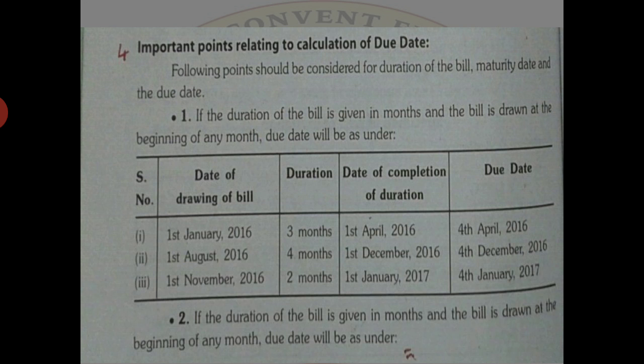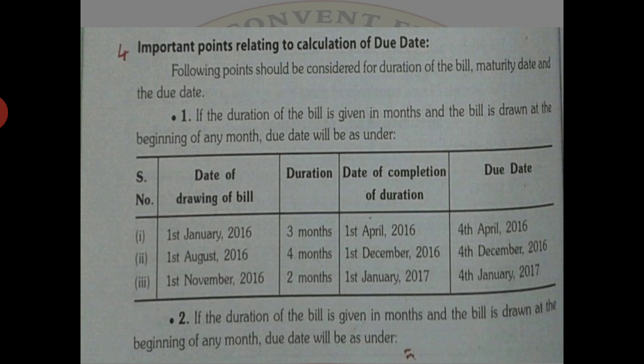Now important points relating to calculation of due date. So the first point is, if the duration of the bill is given in months and the bill is drawn in the beginning of any month, then the due date will fall as under. Suppose any bill is drawn on 1st January 2016 and duration is 3 months. So from January 1st, 3 months when calculated, the completion date is 1st April, but the due date is 4th April, adding 3 grace days.